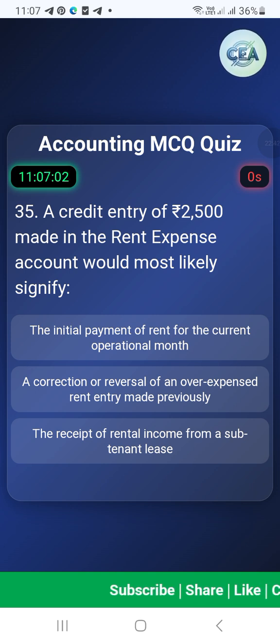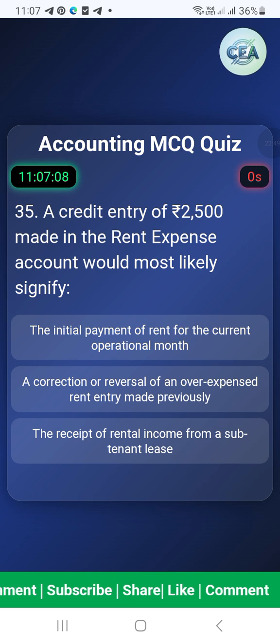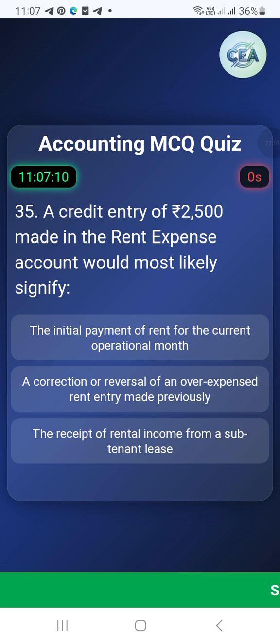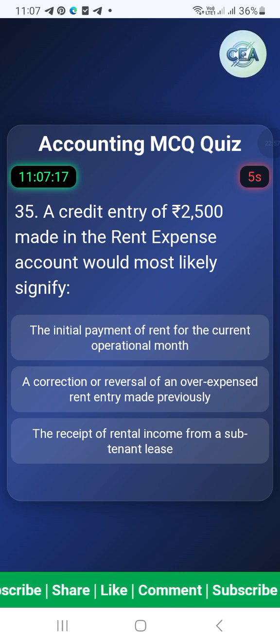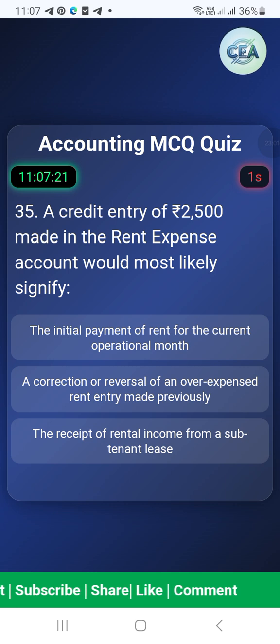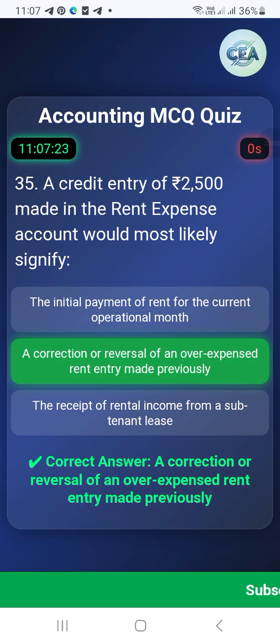Option 1. The initial payment of rent for the current operational month. Option 2. A correction or reversal of an overexpensed rent entry made previously. Option 3. The receipt of rental income from a sub-tenant lease. Correct answer is a correction or reversal of an overexpensed rent entry made previously.